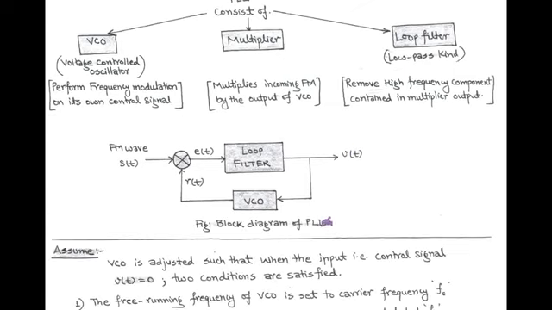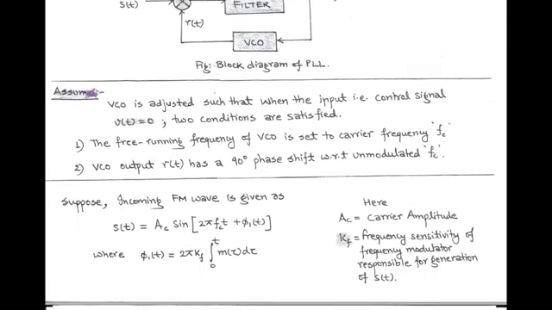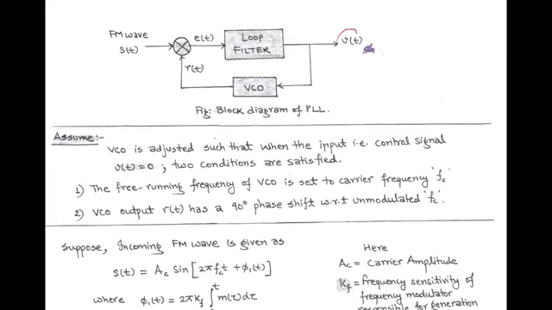Now we discuss PLL in brief with the help of equations. Before this, we assume that the voltage control oscillator is adjusted in such a way that when the input Vt, called control signal, is 0, two conditions must be satisfied. First, the frequency of VCO, that is called free running frequency, must be set to the carrier frequency, and the second is the output of VCO, that is rt, has a 90-degree phase shift as compared to unmodulated carrier frequency.